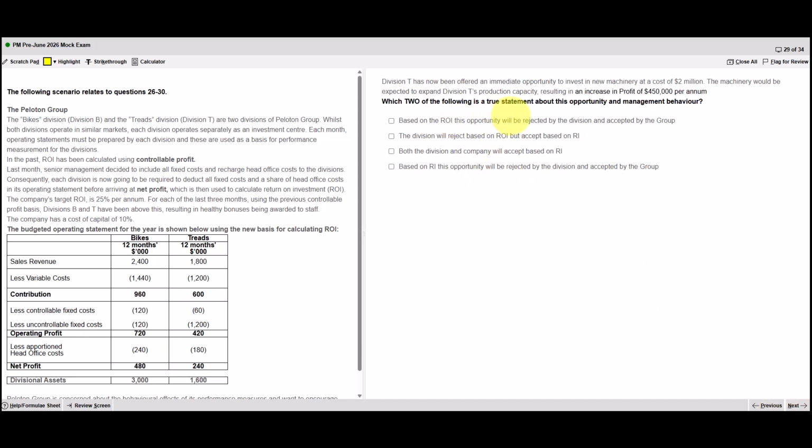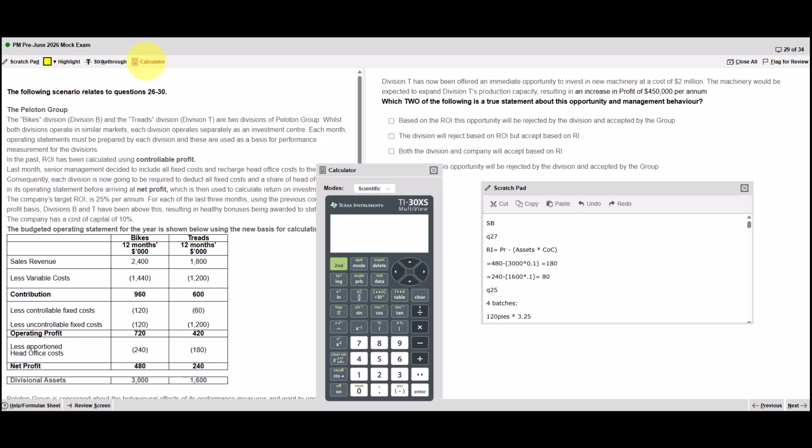Which two of the following is a true statement about this opportunity and management behaviour? Division T has been offered an immediate opportunity to invest in a new machinery costing 2 million. The machinery would be expected to expand Division T's production capacity, resulting in an increase in profit of 450 per annum. So we'll need to do the calculations for this, otherwise we will not be able to compare with the benchmarks that are given over here. So the ROI is 450 over 2 million, which is 22.5%, and the RI is 450 minus 2 million times 0.1, so 250.